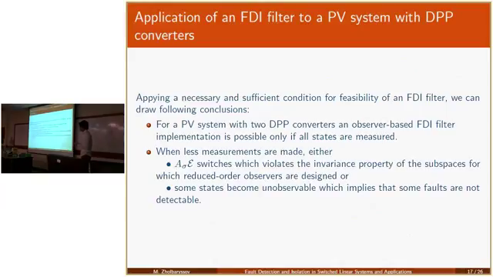So for our PV system with 2 DC-DC converters, we can design our filter if we measure all states. And when fewer measurements are made, then one of two things happens. Either our A sigma epsilon matrix switches, which violates the invariance property of the subspaces for which we construct the reduced order observer, or some states become unobservable, which implies that some faults are not detectable.